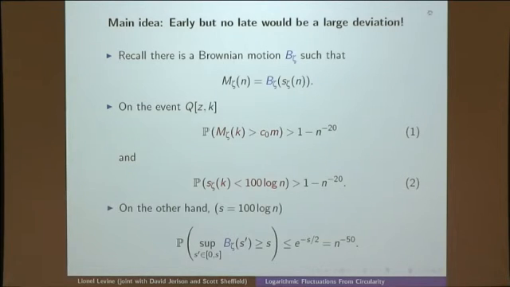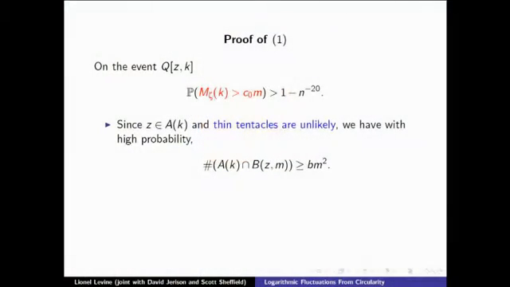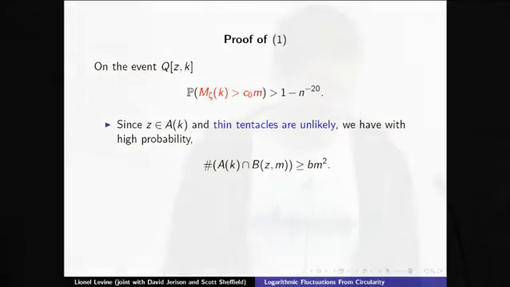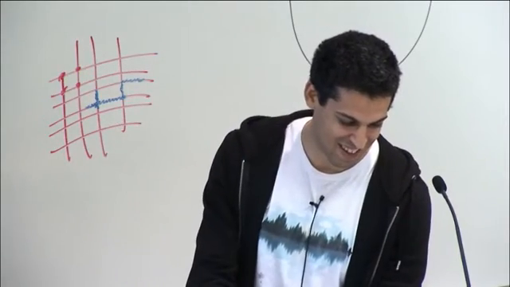Where is the no late point assumption used for the fact that the martingale has to be large? Yes, James raised a good question. Where do we use the no late point? I'll be sure to point that out. It's coming up. So, okay.